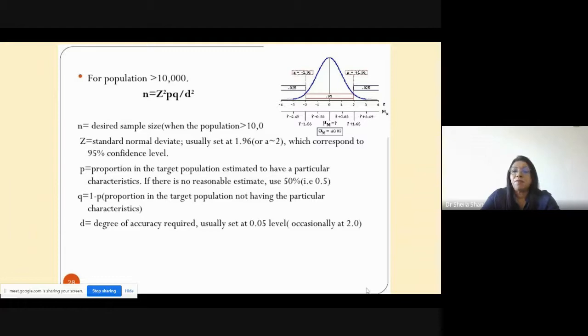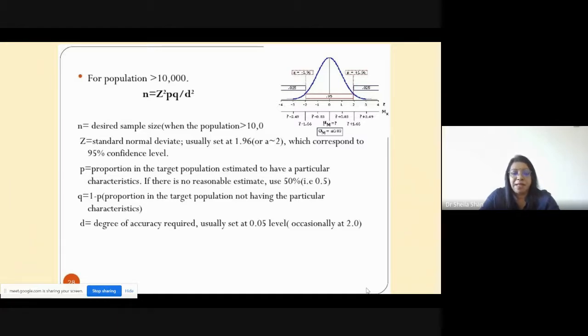For the population, if you have a population of more than 10,000, which I doubt you have in your study, N is the desired sample. So when your population is more than 10,000, this is the formula that you're going to use. What is Z? Z is the standard normal deviate, usually set at 1.96. So the Z value you put as 1.96. P is the proportion of the target, usually 50%, or the values are given here, just put in 0.5.